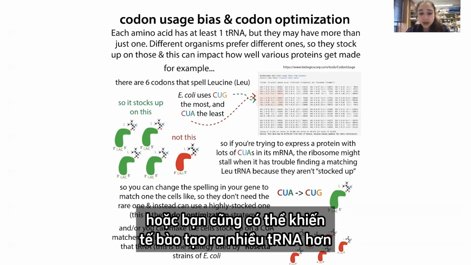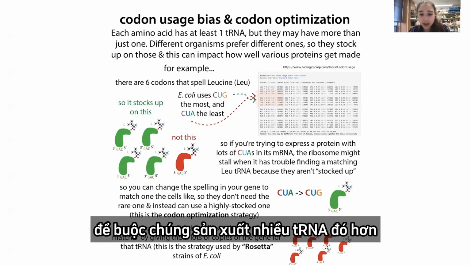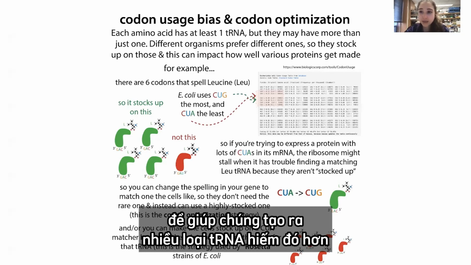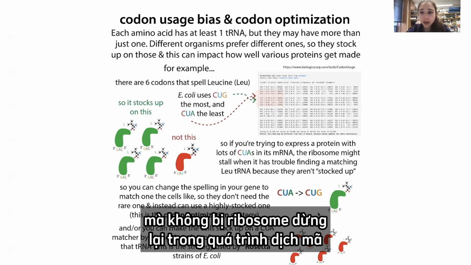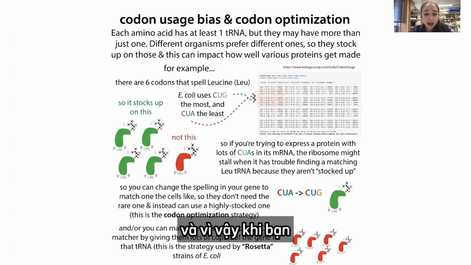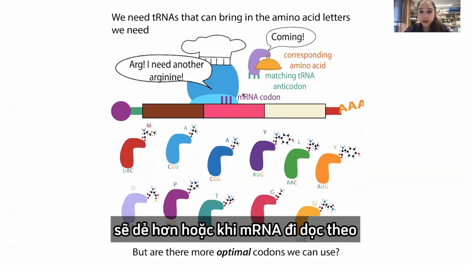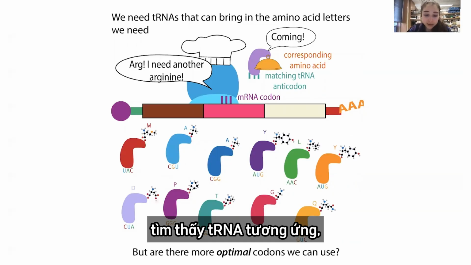Or you can make the cells stock up on the CUA matcher, so give them lots of copies of the gene for that tRNA, to get them to overexpress the corresponding tRNA. This is a strategy used by Rosetta strains of E. coli. They have an extra plasmid that gets them to make more of this tRNA, so that it will incorporate the leucine from that codon more efficiently without stalling. When the ribosome comes along, it's going to be easier for the corresponding tRNA to be found.